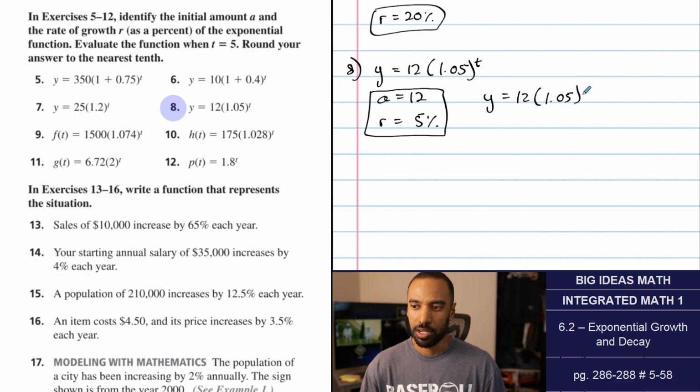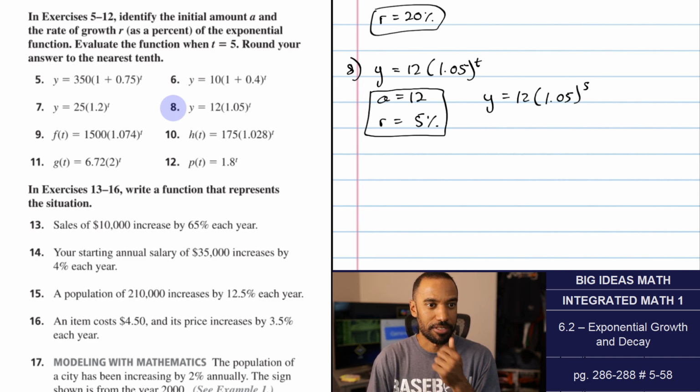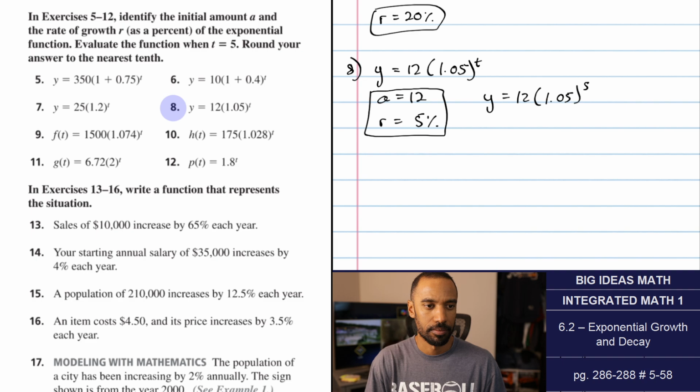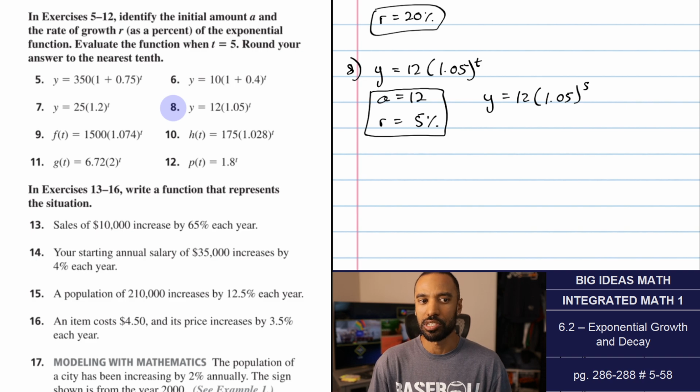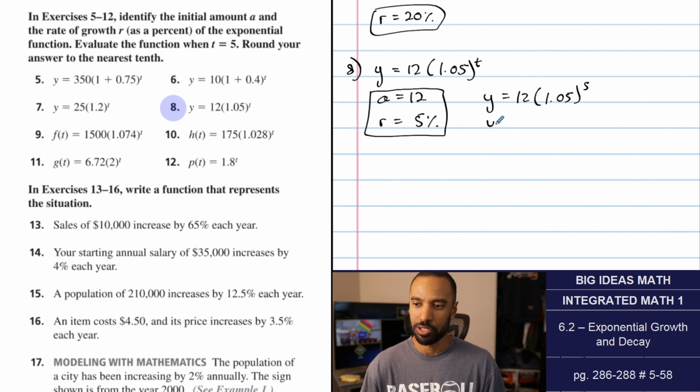Now, let's increase something. Let's increase 12 by 5% 5 times. What do we get? Because that's what's actually happening here. 1.05 to the 5th power. Whoops, I hit a little negative sign on this thing. Give me 1 second. I'm getting 15.315377875, better written to the nearest tenth as 15.3.